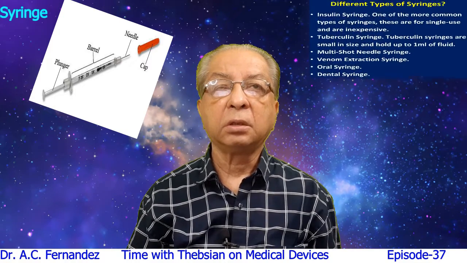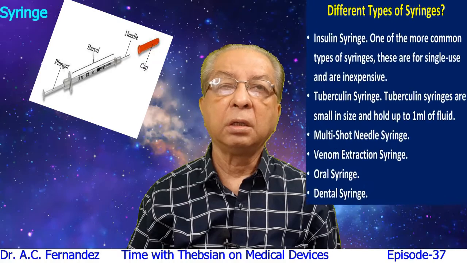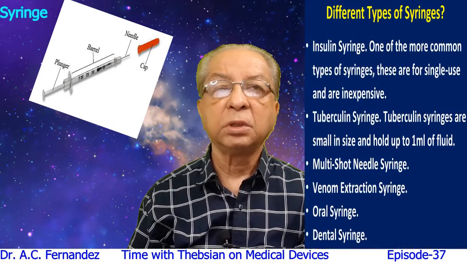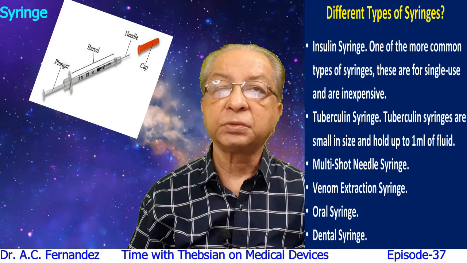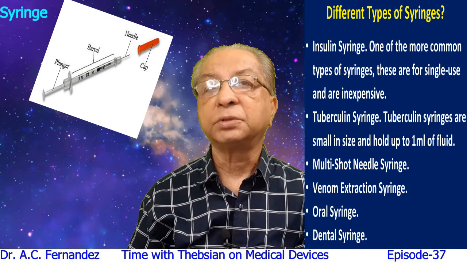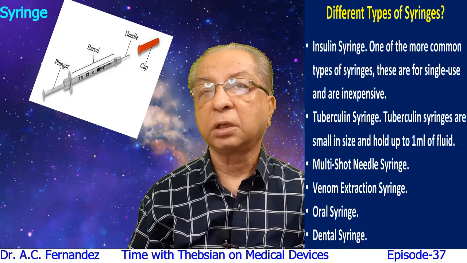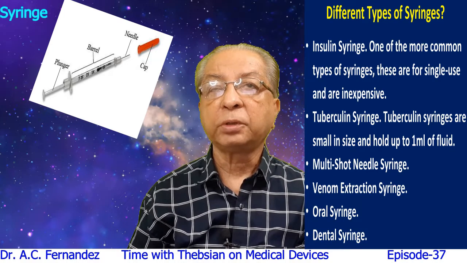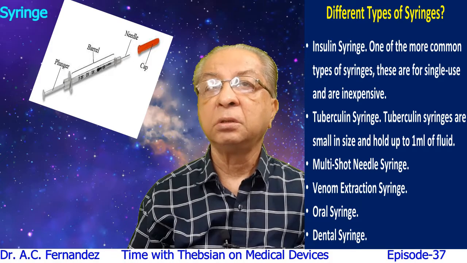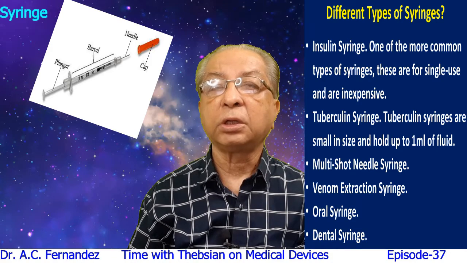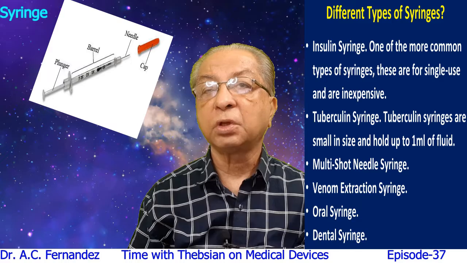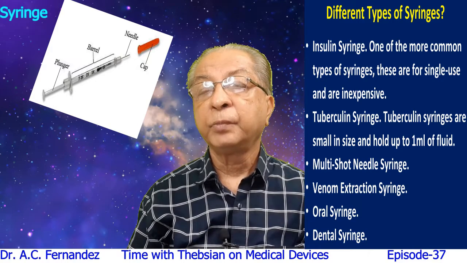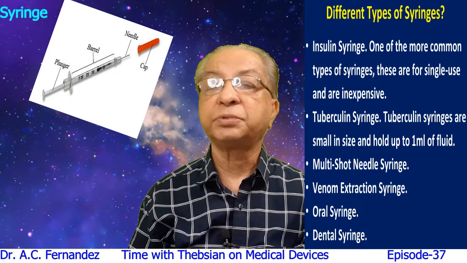Syringes, depending upon the uses, are called insulin syringes, tuberculin syringes, multi-shot syringes, venom extraction syringes, oral syringes, dental syringes, etc., depending upon their end use. Tuberculin syringes are devices used to measure and deliver a specific amount of liquid through the needle. So, they are used for subcutaneous or intradermal injection of medicines, vaccines and other substances.